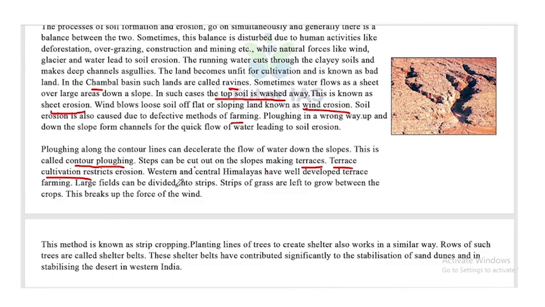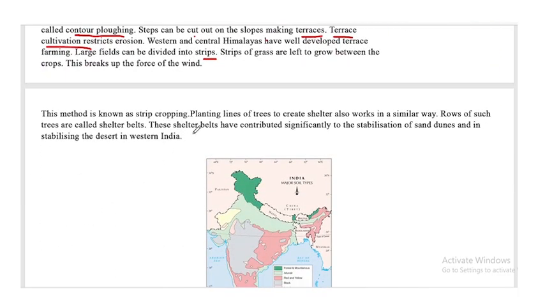Large fields can be divided into strips, and strips of grass are left to grow between the crops. This breaks up the force of the wind. And this method is known as strip cropping. Okay, so this method is known as strip cropping.